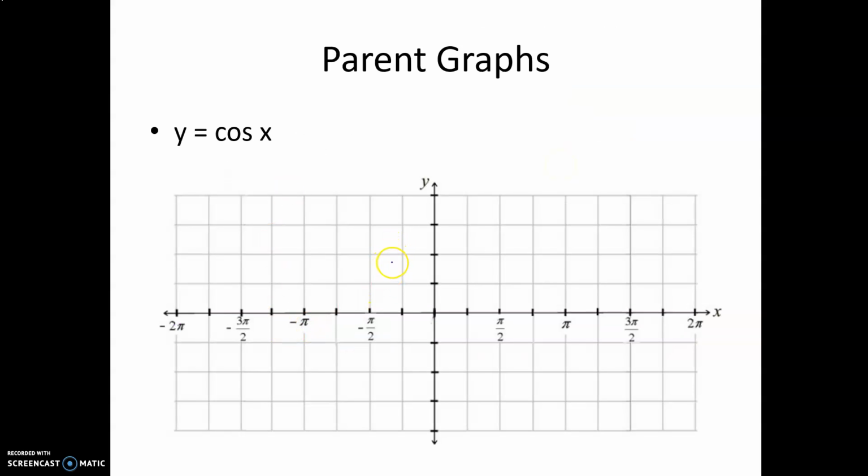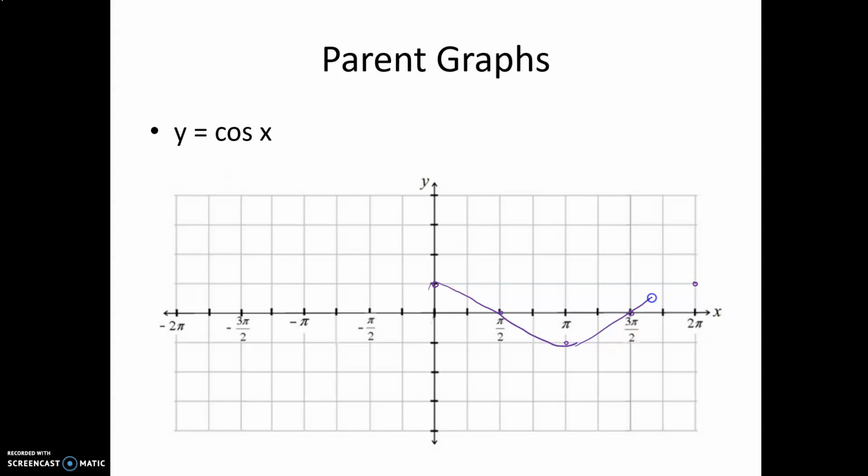Cosine probably looked very similar. It looks very wavy, but there's subtle differences, like the actual numbers. When you take the cosine of 0, you get 1. When you take the cosine of pi over 2, it's 0. Cosine of pi is negative 1. Cosine of 3 pi over 2 is 0, and 2 pi is 1. So again, that basic graph.